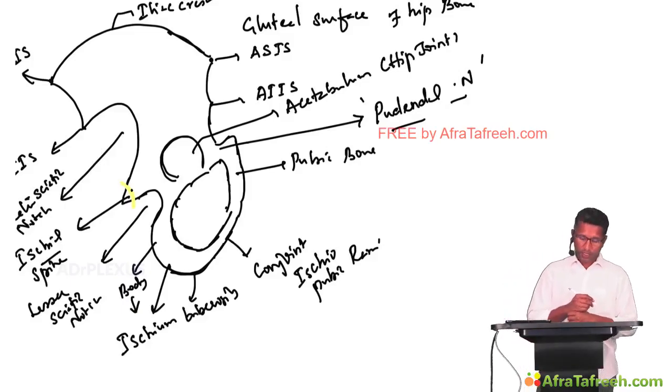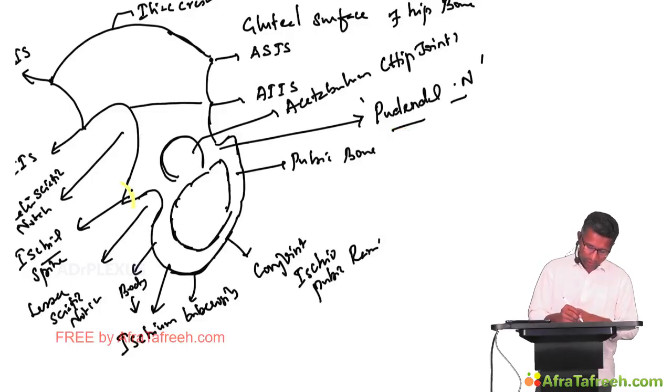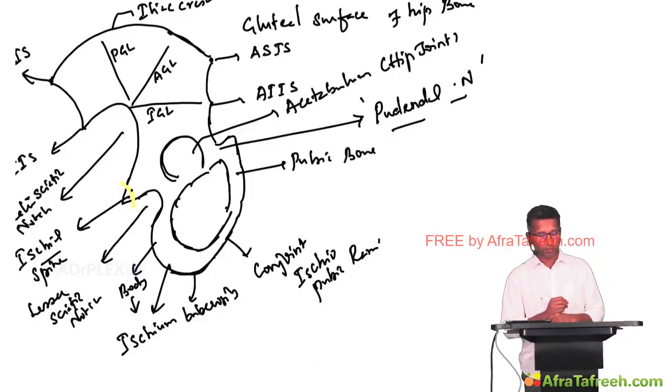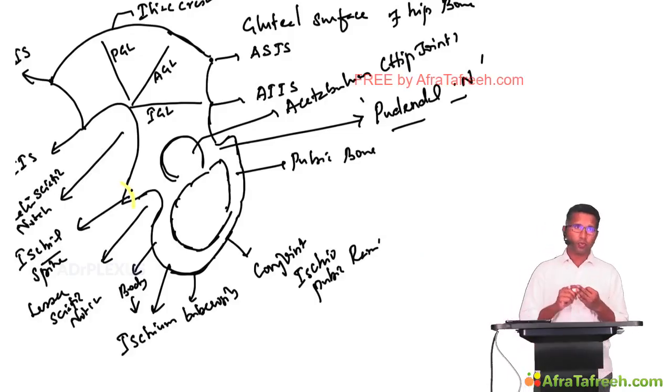Now from the greater sciatic notch, from the apex of the greater sciatic notch, you can draw three lines, guys. The three lines are: one is called the inferior gluteal line, one is called the anterior gluteal line, and the next one is called the posterior gluteal line.